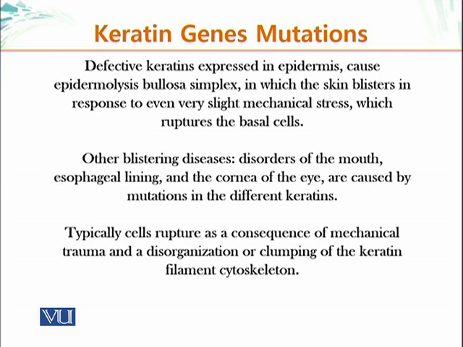even slight mechanical stress, which ruptures the basal cells. Other blistering diseases, disorders of mouth, esophageal lining, and cornea of the eye are caused by mutations in different keratin genes, which are expressed specifically in these tissues. Typically, cells rupture as a consequence of mechanical trauma and a disorganized clumping of keratin filament cytoskeleton occurs.